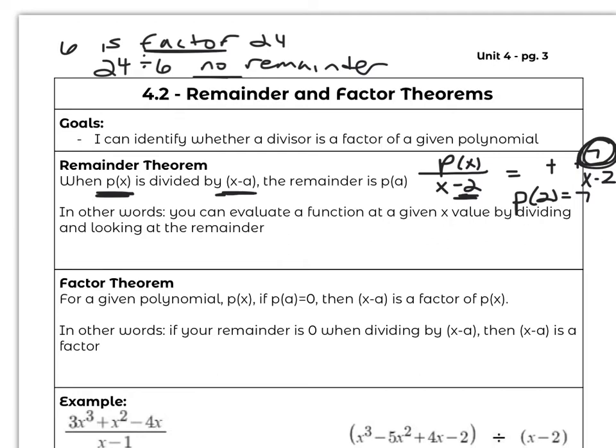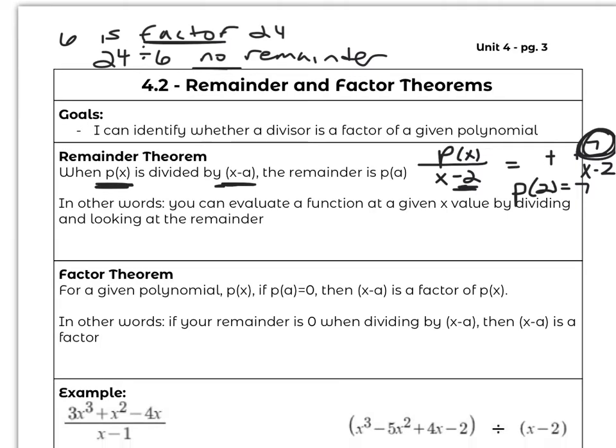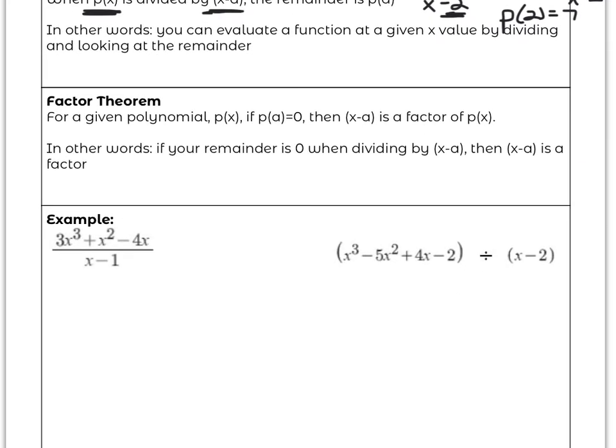We're only going to focus in Algebra 2 on a specific situation, which is if I get a remainder of 0, then that means evaluating my function at that number gives me 0. We'll do a couple examples and then that will make sense. So the factor theorem is what I was saying at the top with 6 and 24. If I divide and my remainder is 0, then it means we have a factor.